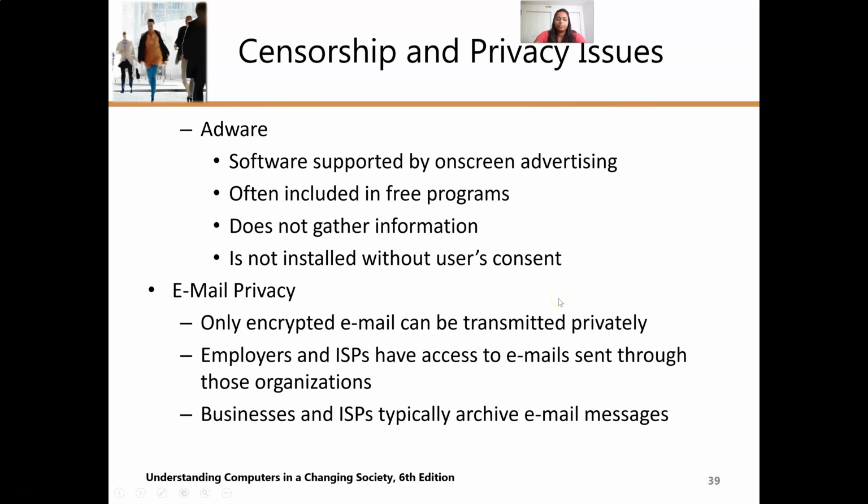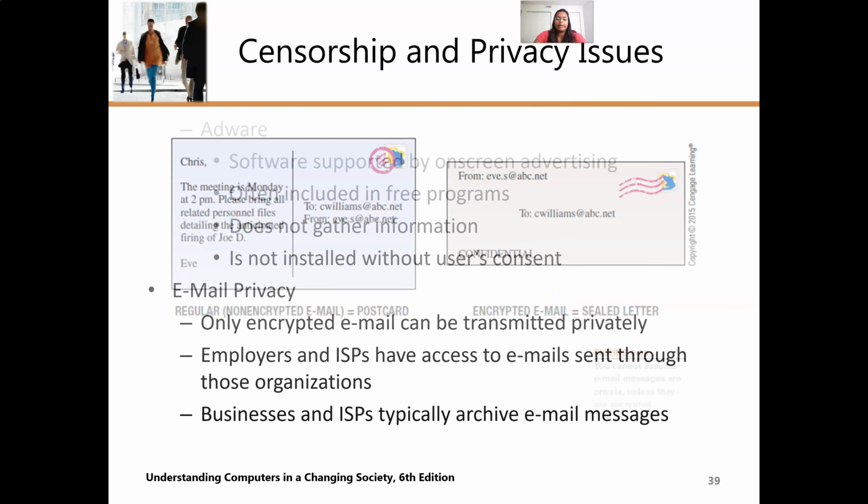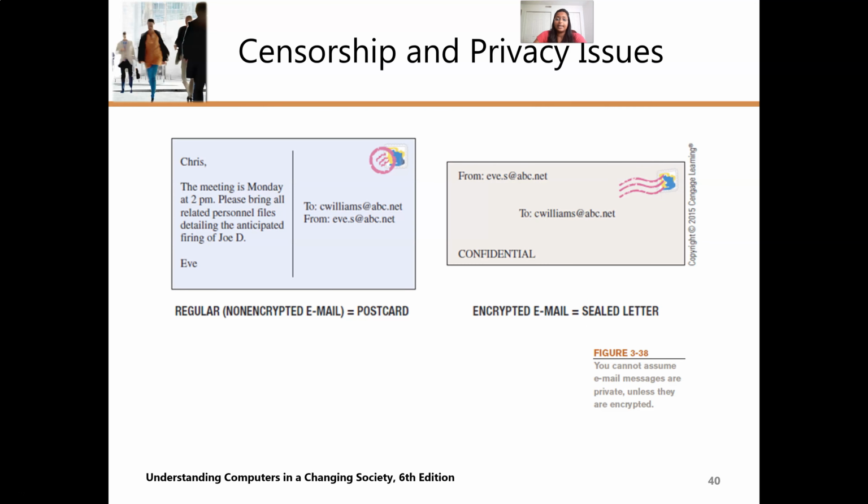Email privacy. It is only encrypted email that can be transmitted privately. Employers and internet service providers have access to emails sent through those organizations. Businesses and internet service providers typically archive an email message. So here you can see this is a regular non-encrypted email where you can read the content, and this comes with a confidential tag, and this is encrypted, that is equal to a sealed letter.